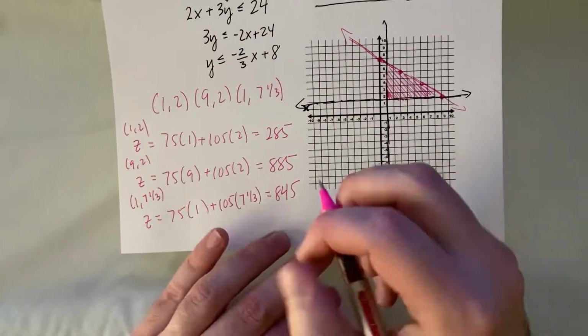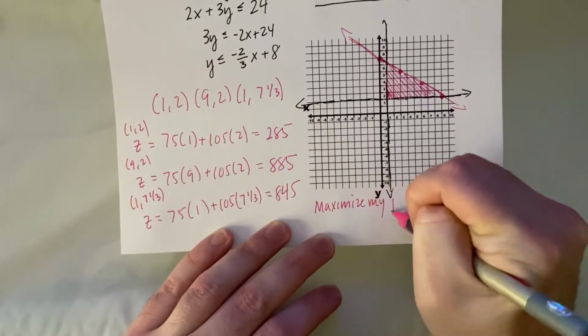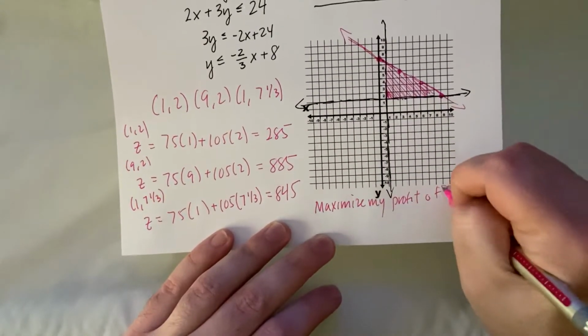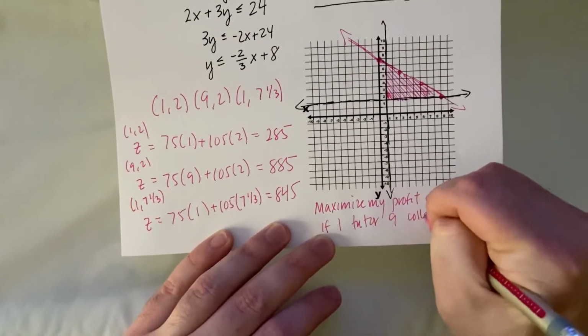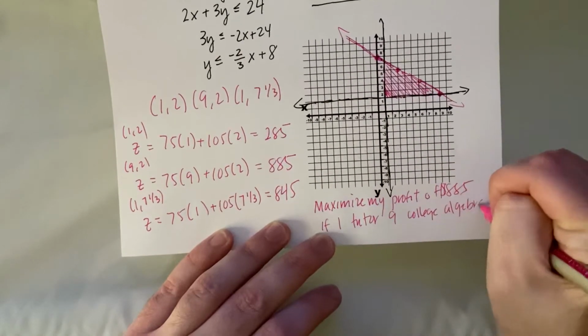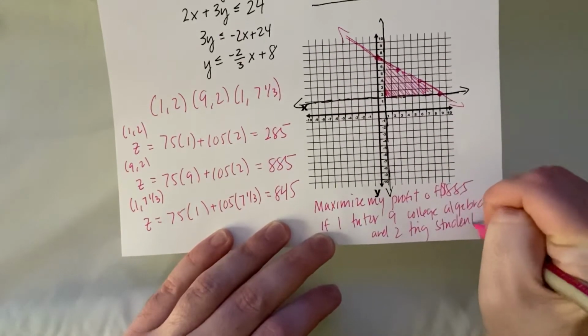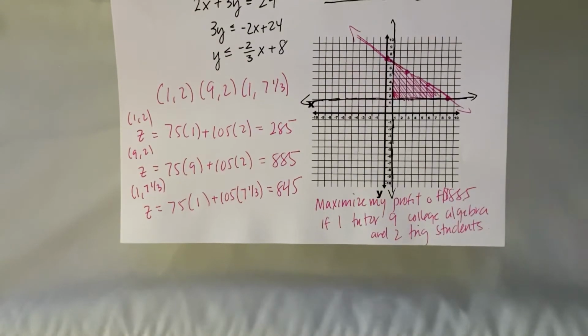Okay, so if I want to maximize my money, maximize my profit of $885, I tutor 9 college algebra students and 2 trig students. So that's the idea behind the word problems. You convert somewhat realistic scenarios into equations and go from there.